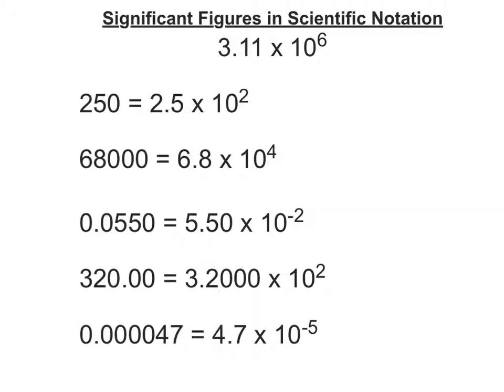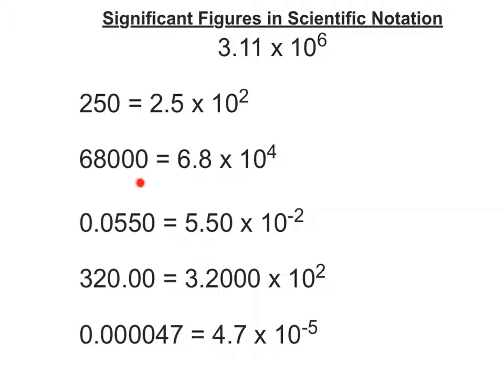So 2.5 times 10 to the power 2. The 10 to the power 2 tells us that if we move this decimal place 2 times to the right, then we would end up with 250.